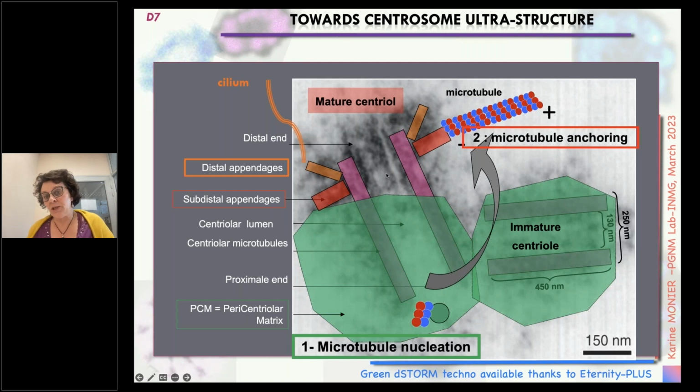Okay, and so you can see the difference between those 2 centrioles. This one is the mature one because it has the distal and subdistal appendages, and this one doesn't have the appendages yet, so it's the immature centriole.